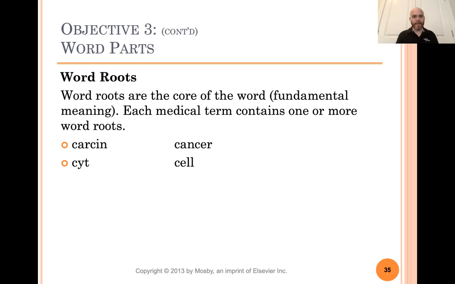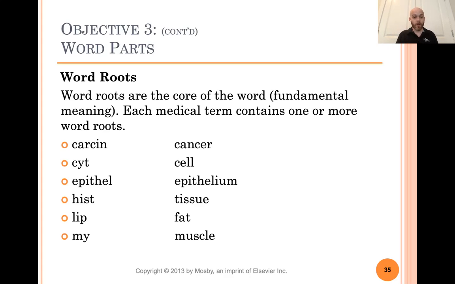Cyte, CYT, means cell, always. Epithelial always means epithelium, which is the covering of organs or tissues. Hist is tissue. Think of lipids, liposuction, that means fat. I probably don't have to explain that one much more. My means muscle. Well, you don't know what a myotome is yet. Just think my means muscle. My muscles. Show my muscles.